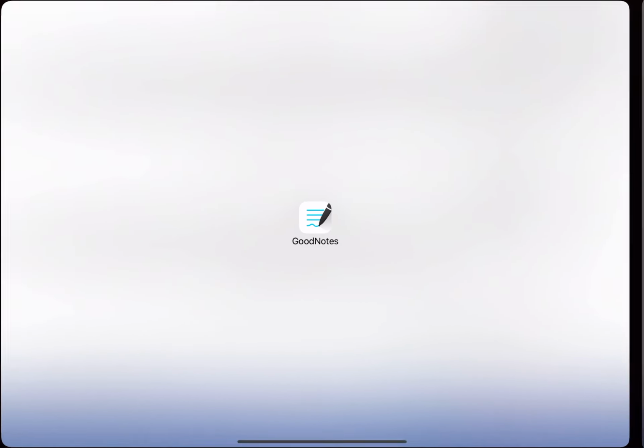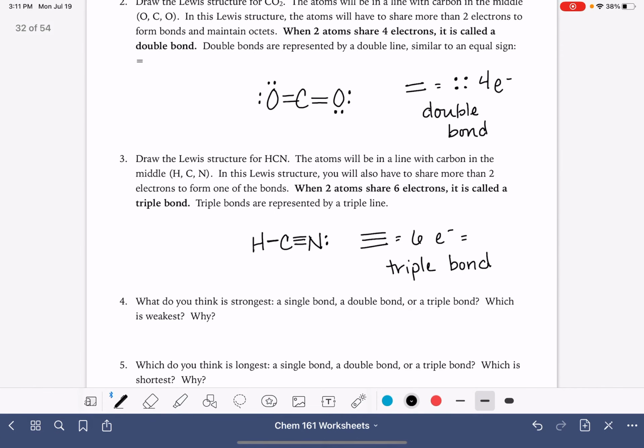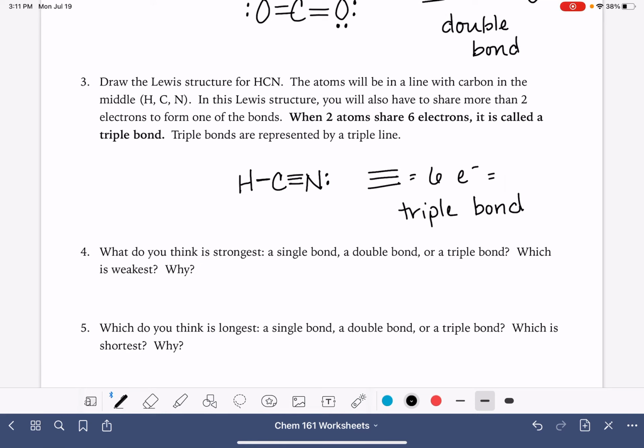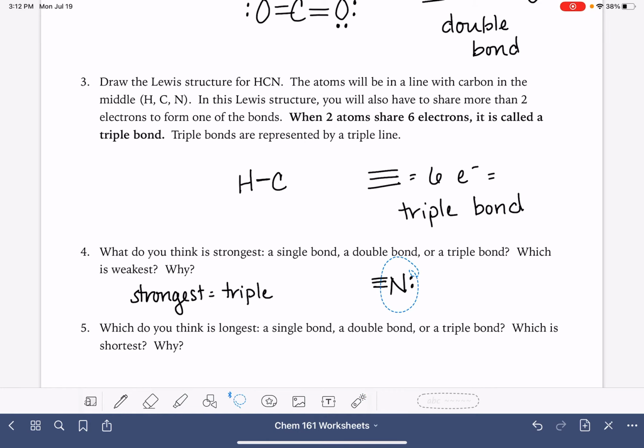So now let's answer a couple questions about double and single and triple bonds. Which of these 3 is the strongest? A single bond, a double bond, or a triple bond? The strongest of these is the triple bond. Now, when we're talking about what it means for a bond to be strong, we're referring specifically to how hard it is to actually separate these atoms from each other after they've been bonded together.